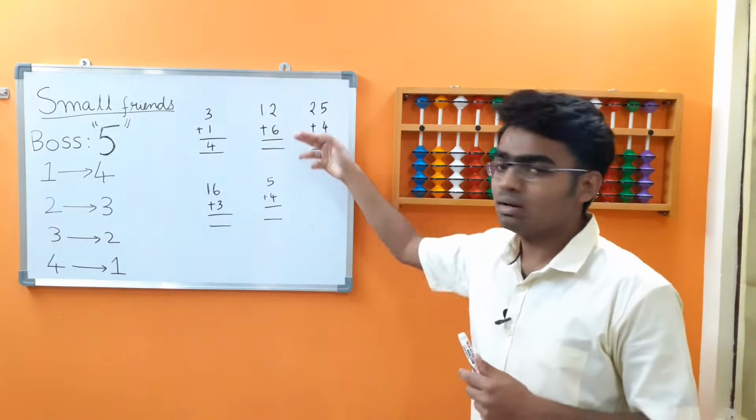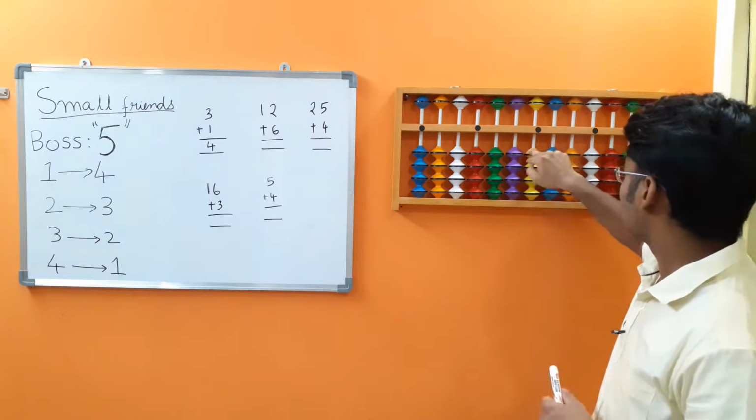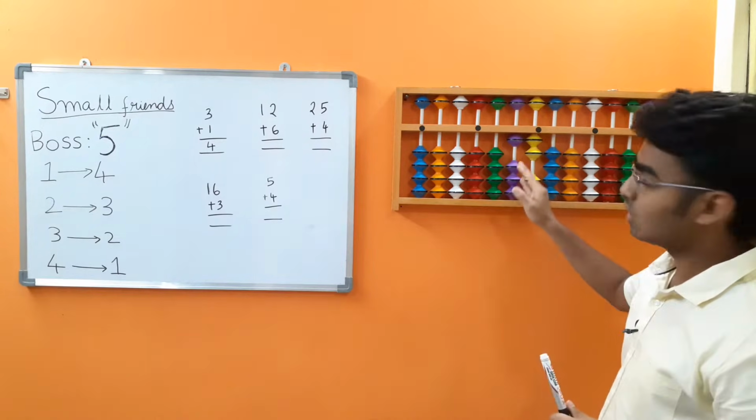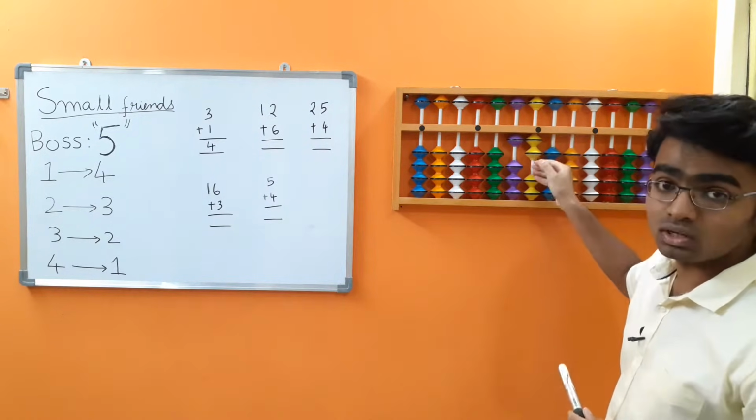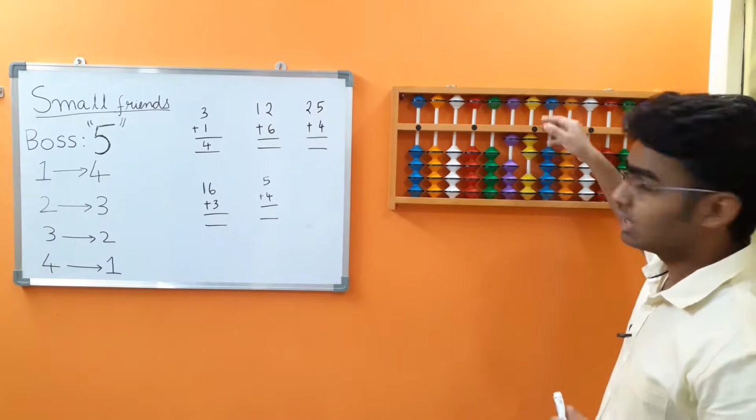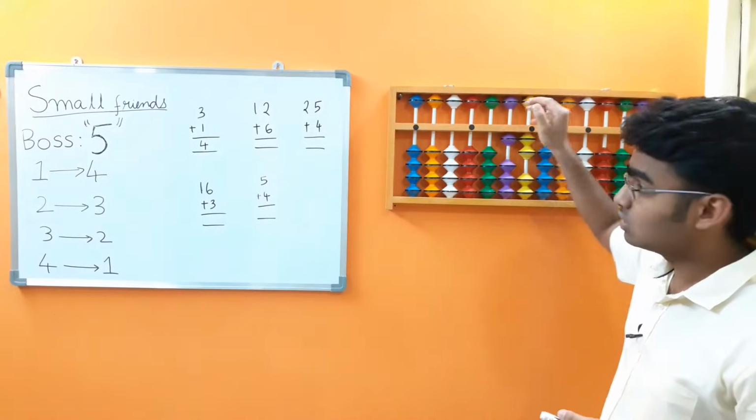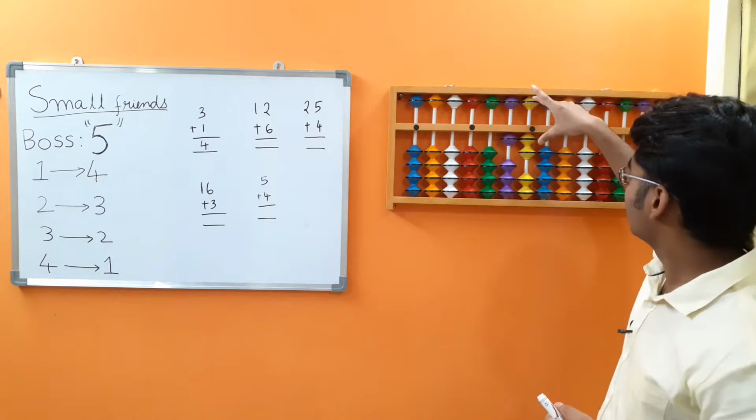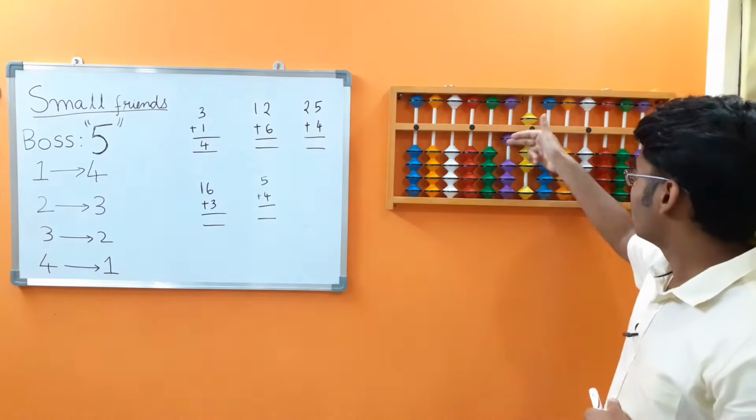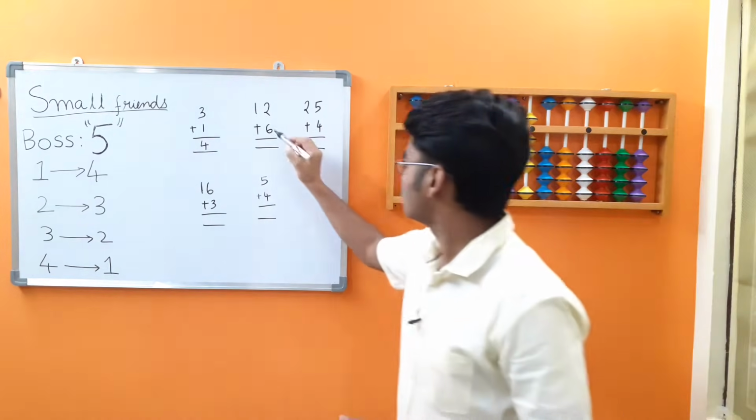Let's do 12 plus 6. We place 12 on the abacus, 1 on the tens rod and 2 on the units rod. We have to add 6. We see that we have enough beads at the lower end and also at the upper end, so we can add 6 directly, right? So 5 plus 1, 6, right? We got the answer as 18.